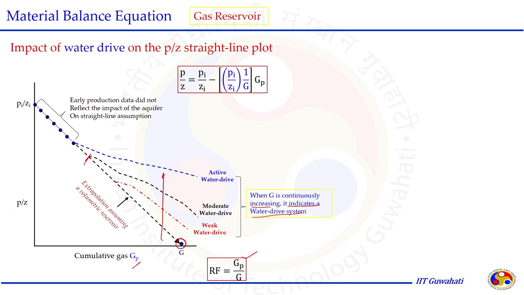The recovery factor can be calculated as the total gas produced, the cumulative gas produced to the surface, divided by the original gas that is present. The units must match with the help of the formation volume factor.